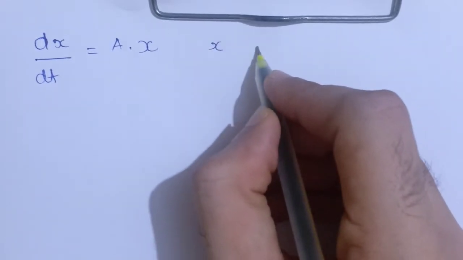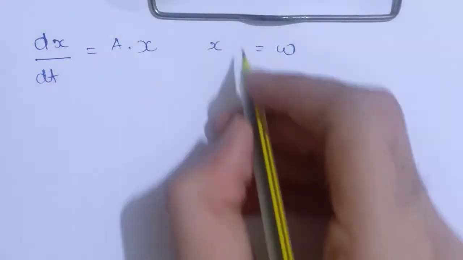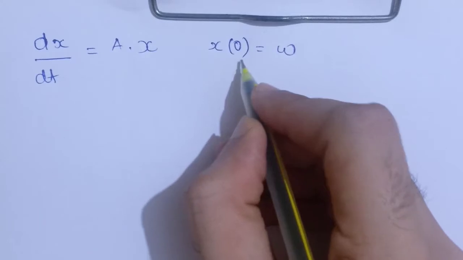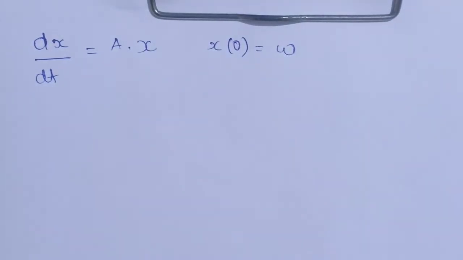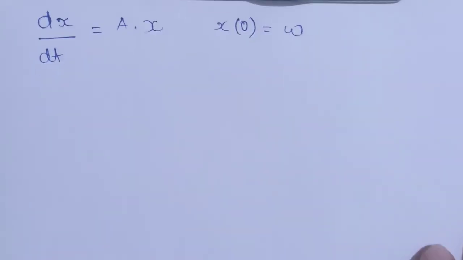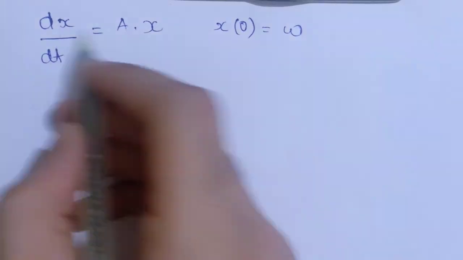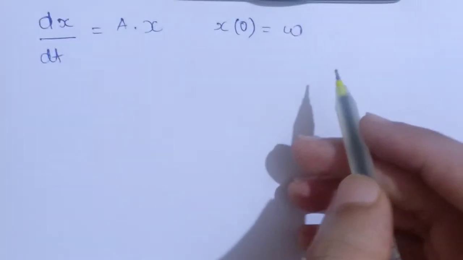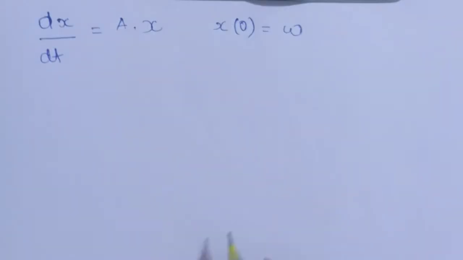Now let me take an initial value of x. Let's say the initial value of x is ω at 0. So whenever t is 0, my value of x will be ω. Taking this into consideration, I need to find the unique solution for this x. As we all know, in order to find the solution for this differential equation, we will try to get rid of derivatives, right?